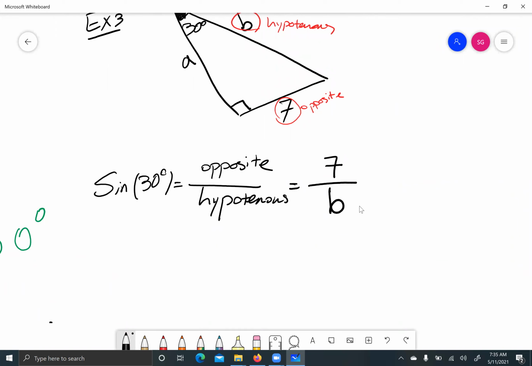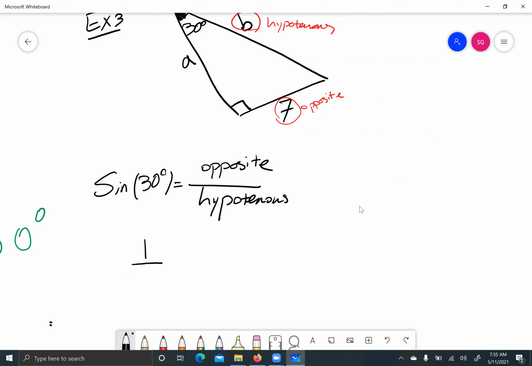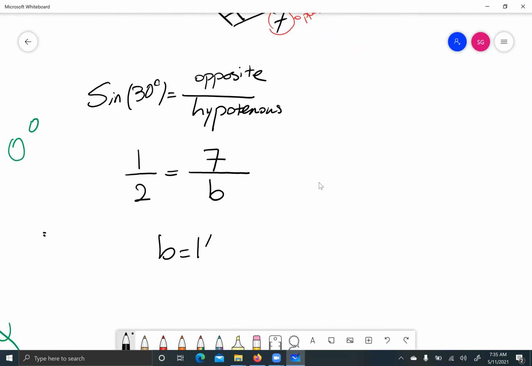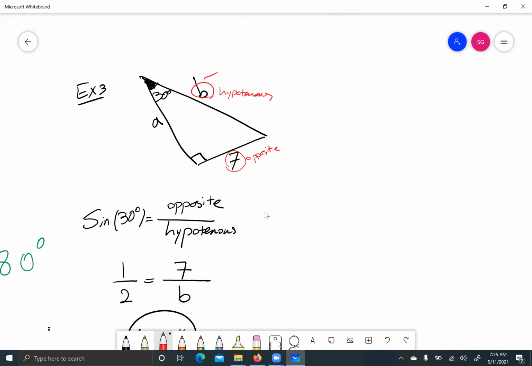We know that. Maybe I do it in the next line. What is sine of 30? It's a half. You can also use a calculator if you don't have it on top of your mind. And then this was 7 over B. From here, you can solve for B. So B is 14. Okay, so we got one side of this.